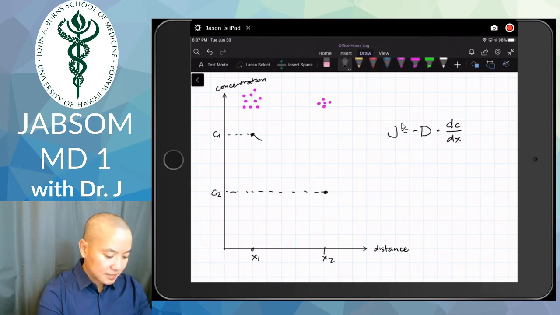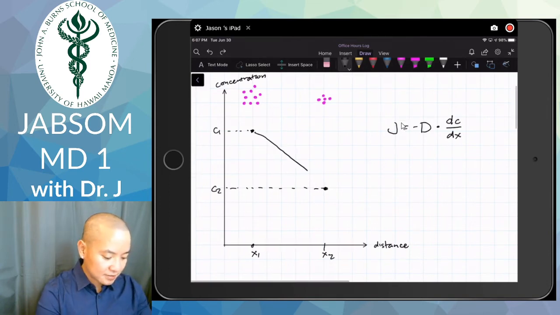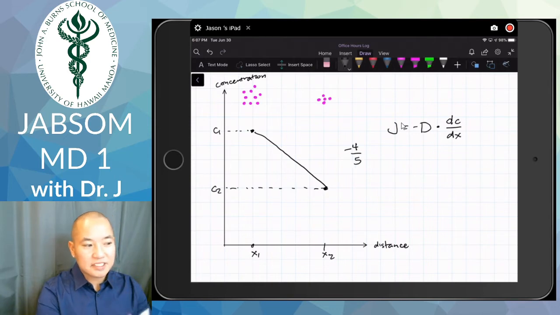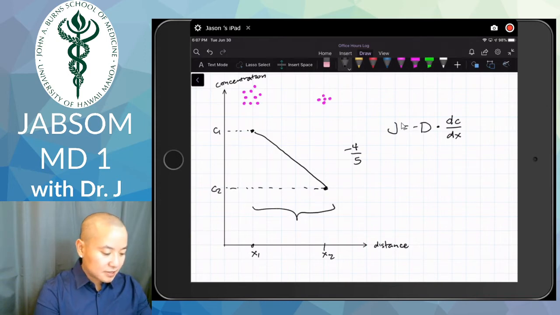Now, what's the slope? Again, these aren't real units; I'm just drawing arbitrary units over here. What's the slope of this line? I know, very crooked line. I can't draw. Okay, what's the slope of this? Notice, is the slope positive or negative? In the arbitrary units we're seeing here, we have a slope of negative 4/5 because the concentration is decreasing over the distance between the 2 points. So you have an overall negative slope.